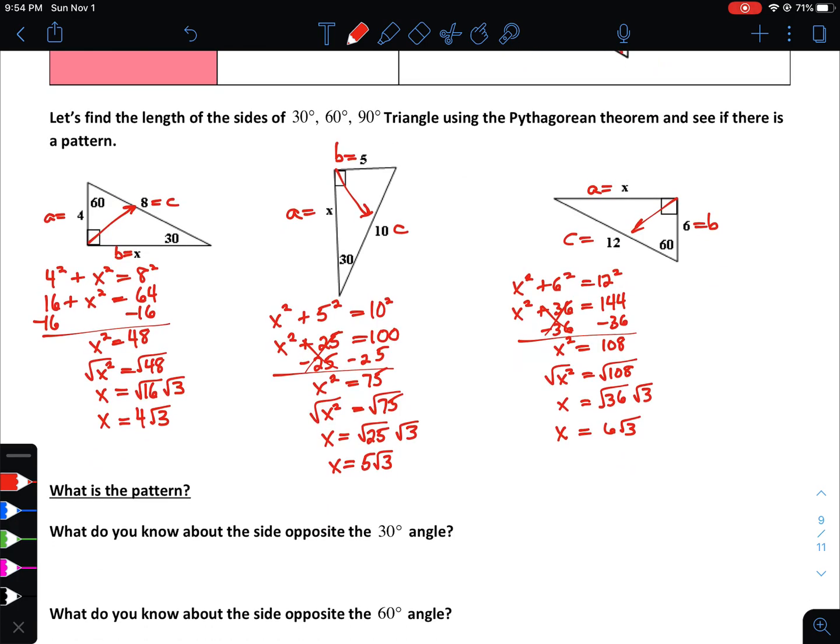Okay, so let's talk about the patterns that we should see. So what do we notice about the side opposite the 30-degree angle? So we're looking at where a was 4, a was equal to 5, and b was equal to 6. So that was where we had all of our shorter sides. Notice that those were always half of whatever the hypotenuse was. So those are always going to be half of our hypotenuse.